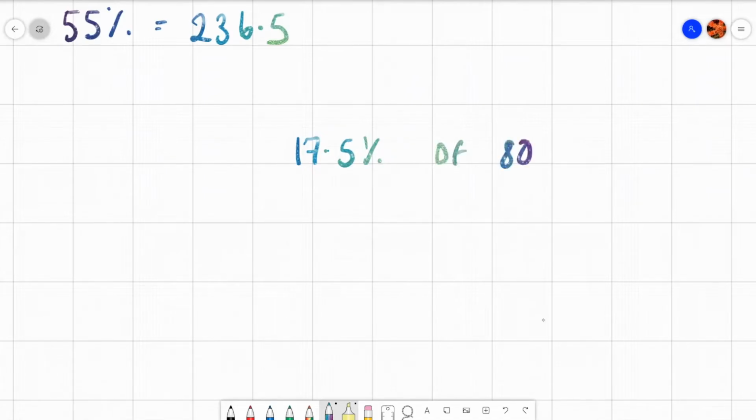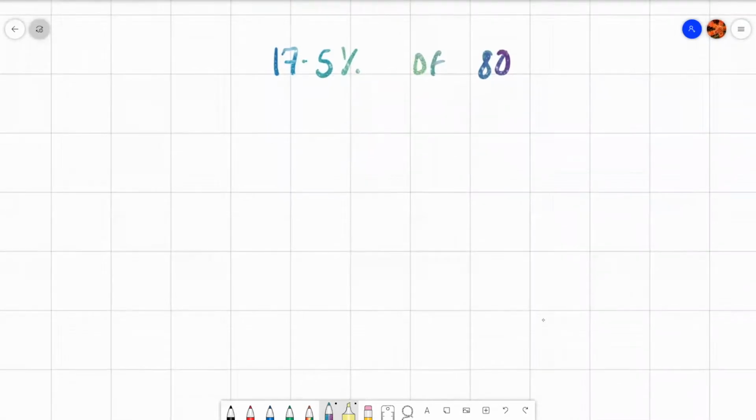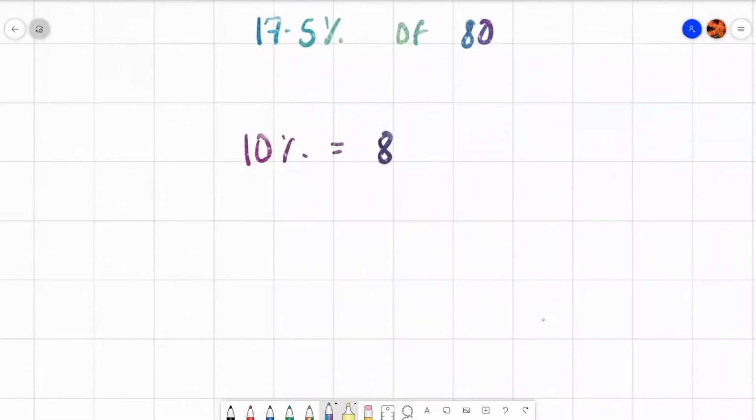Okay, so first things first, I would work out 10%, which is 8. Then I would work out 7%. Okay, actually, let's have a look. Can I work out 7% from 10%? No, because there's no number that can times 10 by to get 7%. So let's get rid of that.